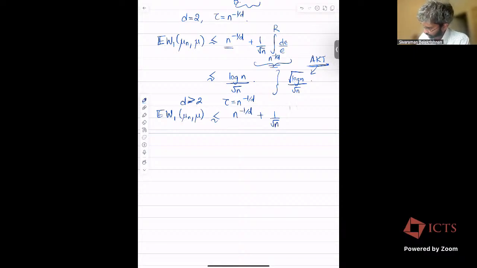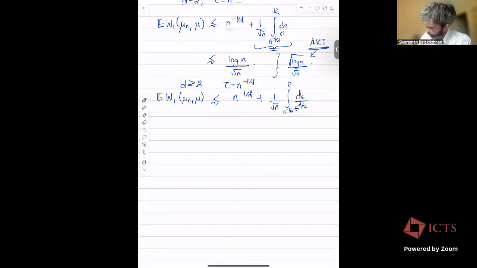So now you have to integrate epsilon to the d over 2 from here to there. And you can again do this integral. It'll work out to be, maybe it will look like this. It's d over 2 minus 1, right? So it will look like, and this will scale like n to the minus 1 over d.